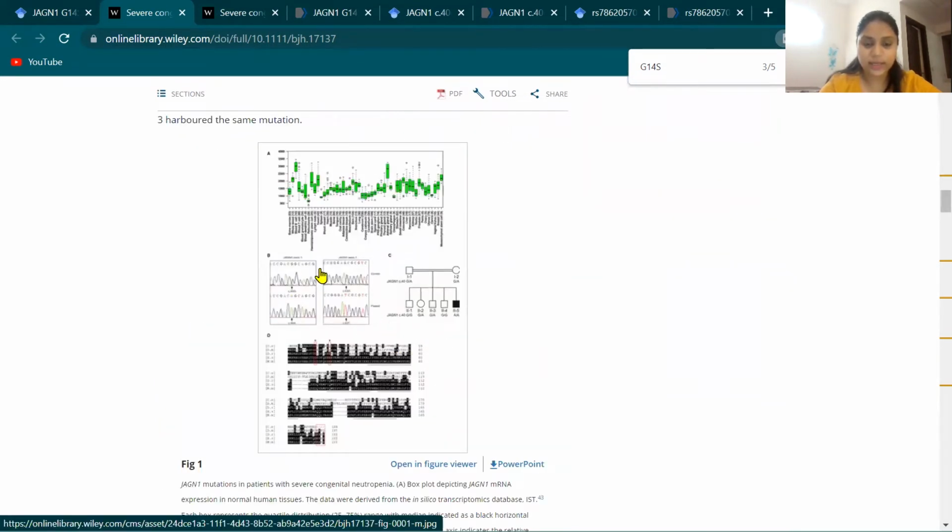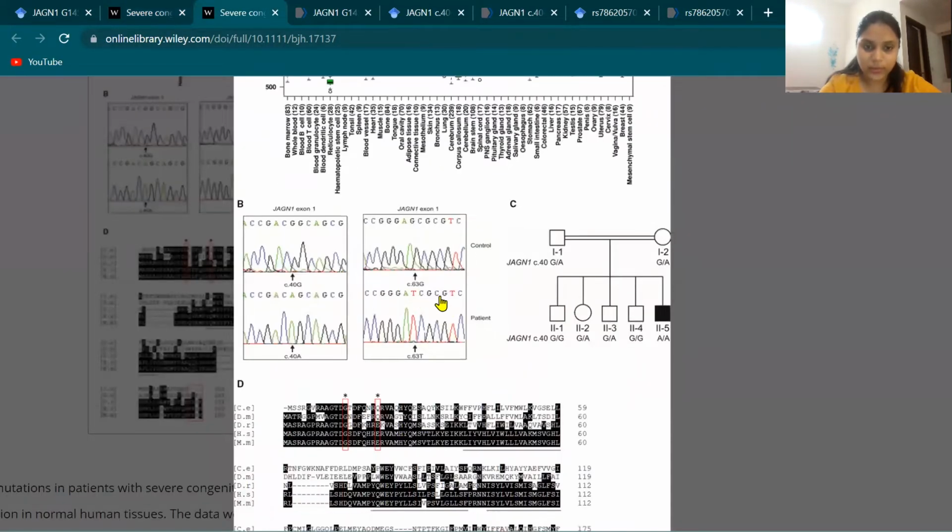So let's search the paper. As you can see here, they have shown the Sanger and pedigree analysis. And when we open this figure, we can see that in this pedigree, the parents 1, 1 and 1, 2 are heterozygous for the mutations. They had consanguineous marriage, and their children, all except this 2, 5 was mutant homozygous for this C40G2A variation. Therefore, this variant was co-segregating with the disease in this family.